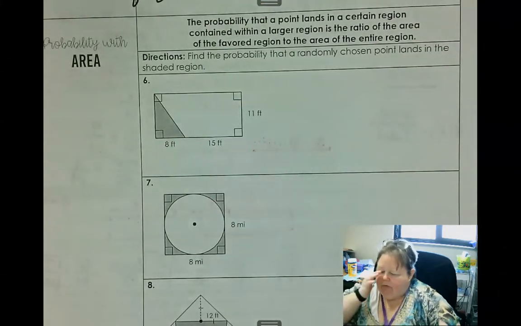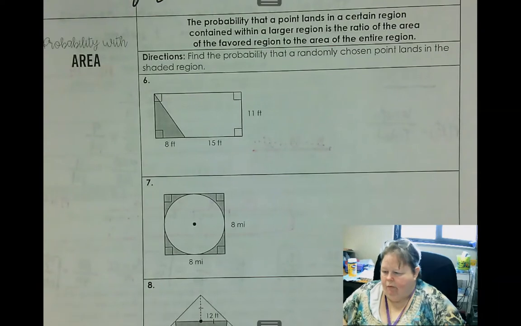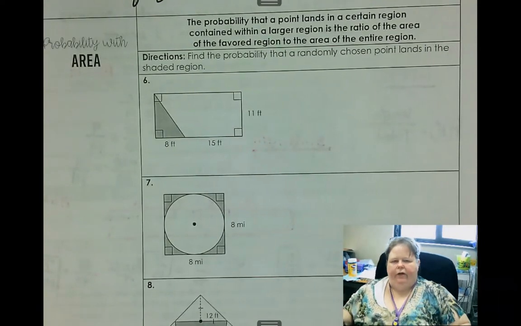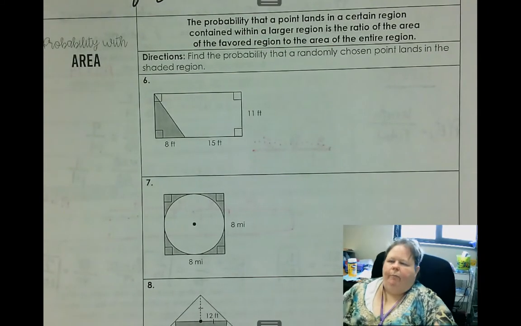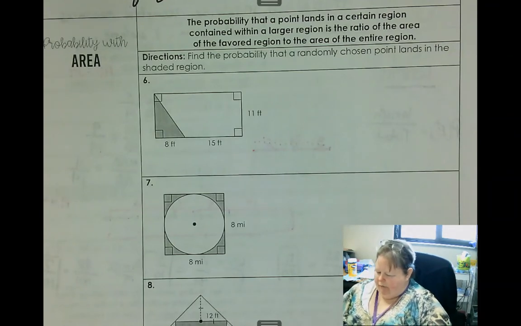And now we're going to talk about geometric probability with area. So the first thing we need to think about is, what is area? Area is the part of a shape that's covering something.